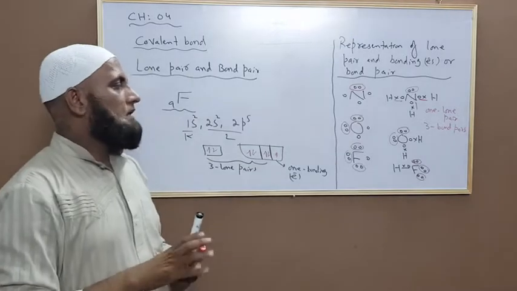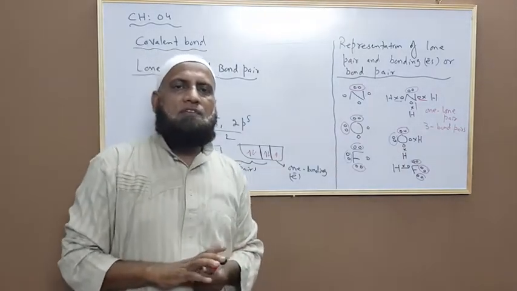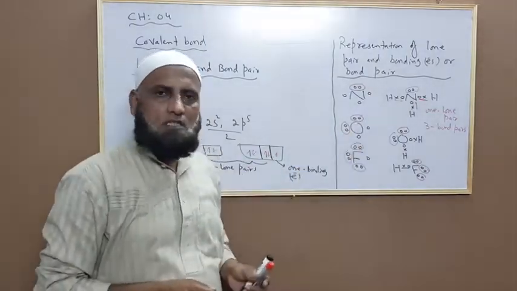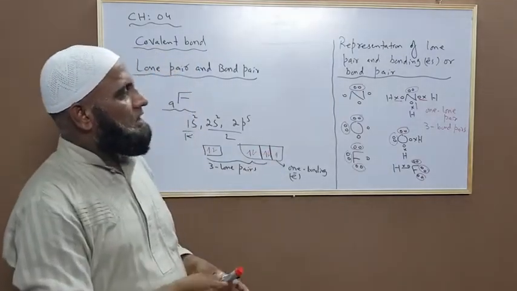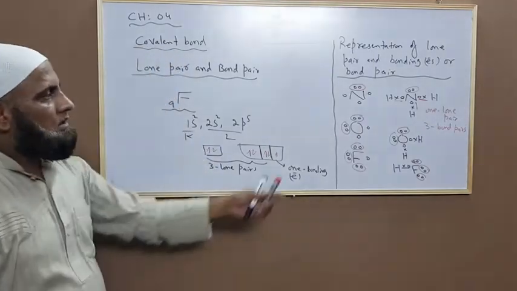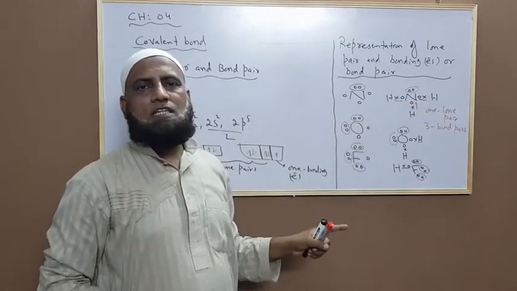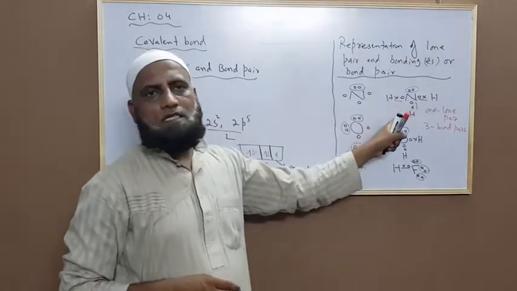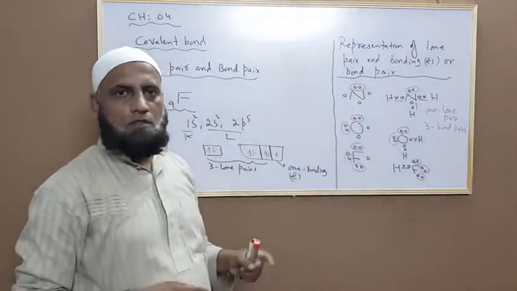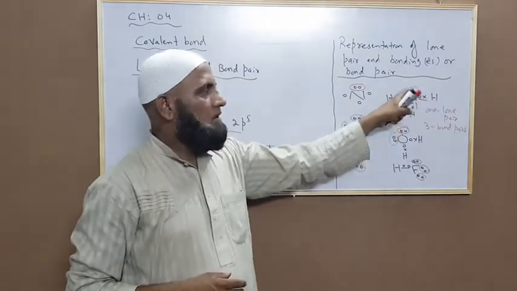I hope you are getting what the difference is between bond pair and lone pair. There is another difference. You can see that in a molecular structure, the pair of electrons that is under the attraction of one atom is the lone pair. The bond pair will always be under the attraction of two atoms.